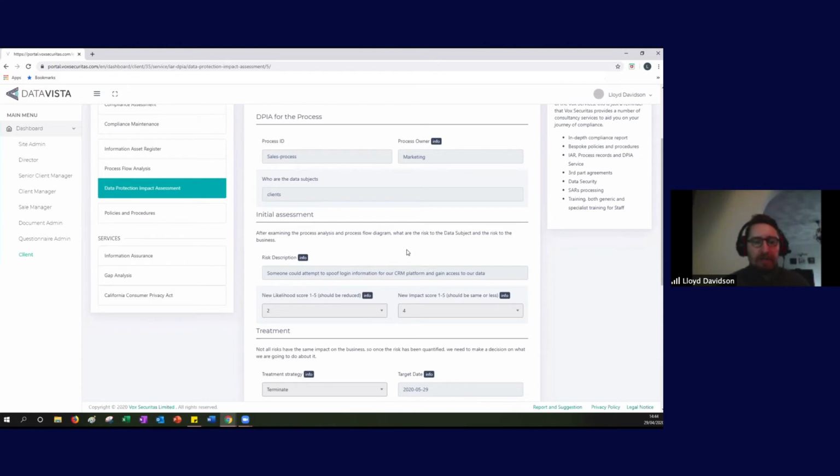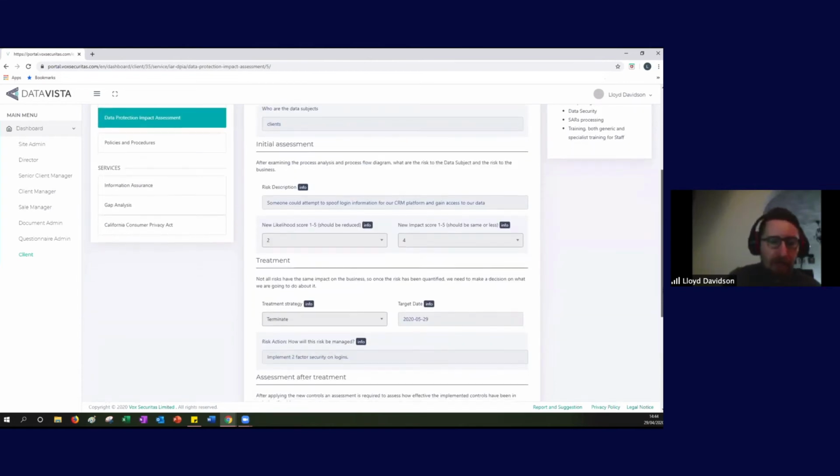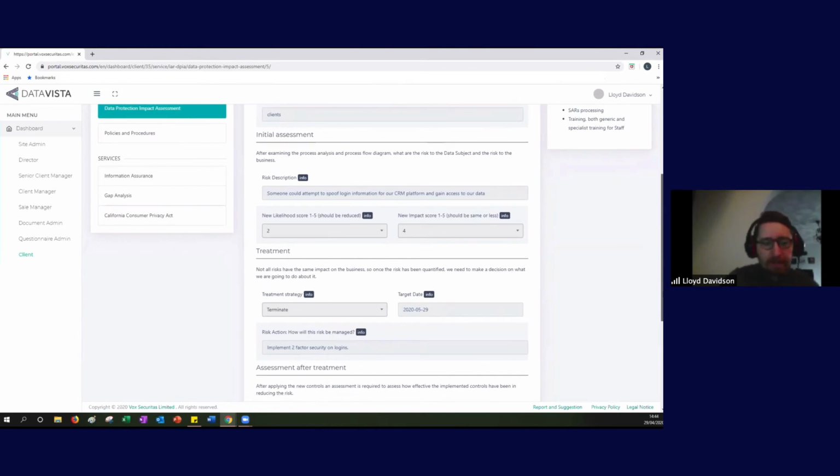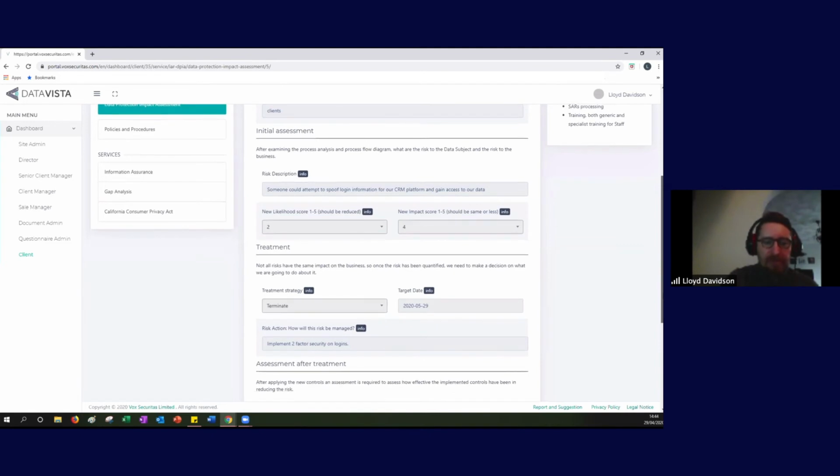In this scenario, you would then have to rank both the likelihood of this occurring and the likely impact if this were to happen on a scale of 1 to 5. So 1 being unlikely to happen and having a low impact, with 5 being very likely to happen and a severe impact. The next step would be to ask yourself, what can you do to reduce the risk? For the example I'm going through here, we'll look to reduce the risk by enabling two-factor authentication on the system, meaning that any hacker would need to get past another layer of security.